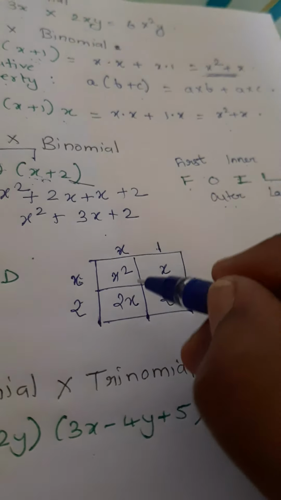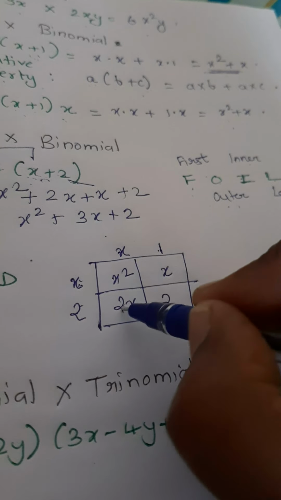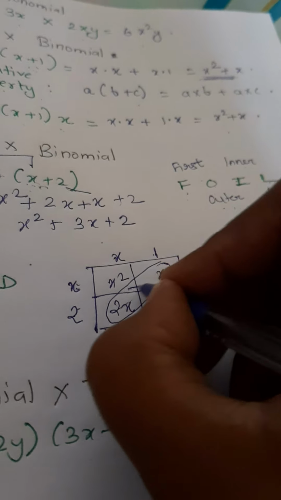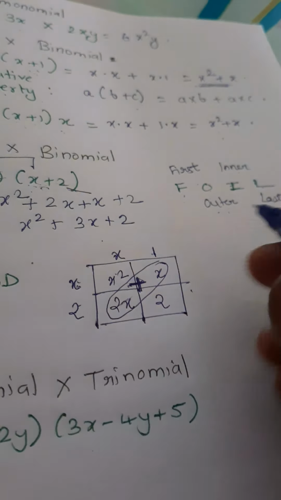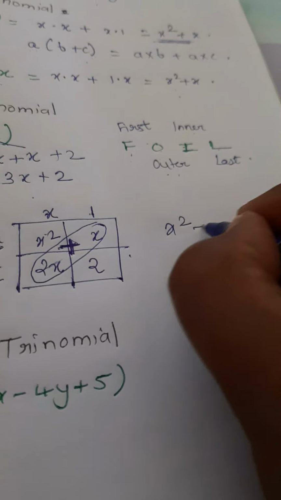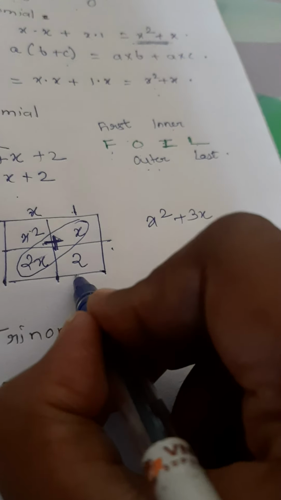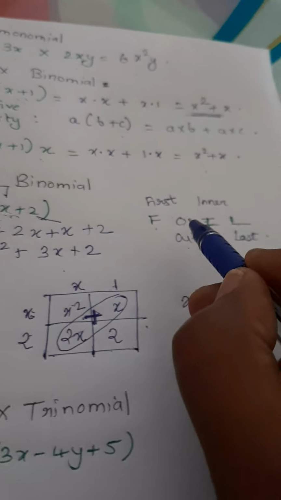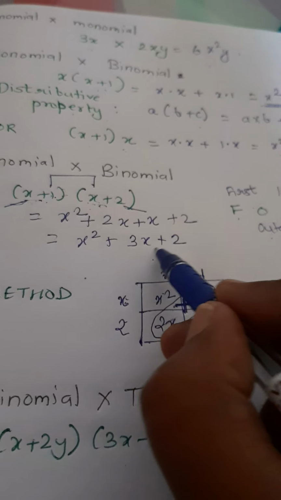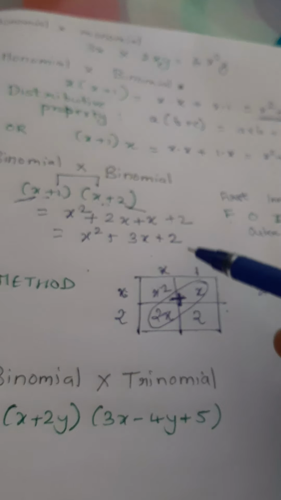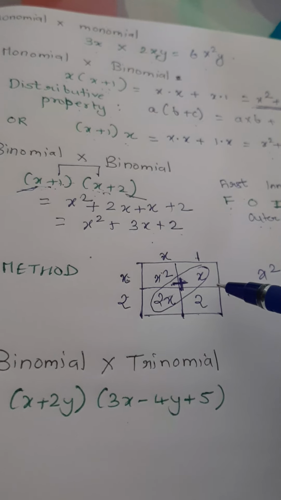Okay, now if you see diagonally here, these terms are like terms, so you need to add them together. So you will get x square, then if you add these two terms you will get plus 3x, and what is left here? 2. So the answer is x square plus 3x plus 2, the same as we got using the FOIL method. Okay, so you can use any one of the methods, either FOIL method or box method.